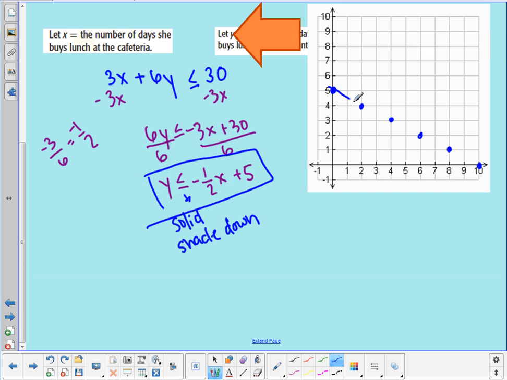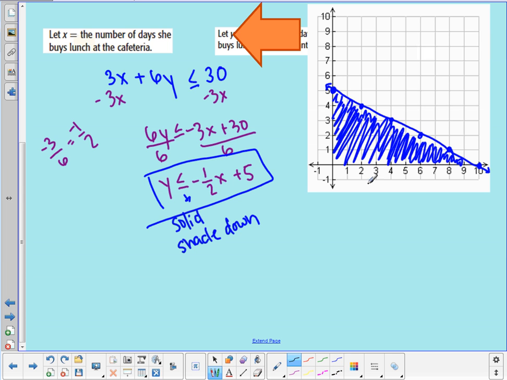I need to draw the line in. It's a solid line, so I don't need to worry about leaving any space. Looks like that. And I want to shade below, which is down here. So what this means is that anything within the shaded region is a possible combination for her buying lunches. Now we named X as the cafeteria and we named Y as the restaurant.